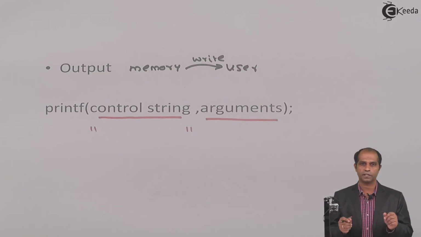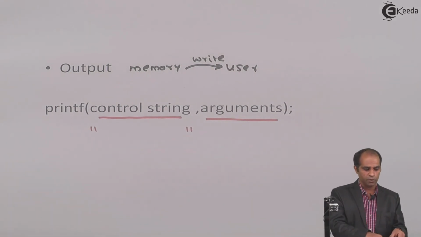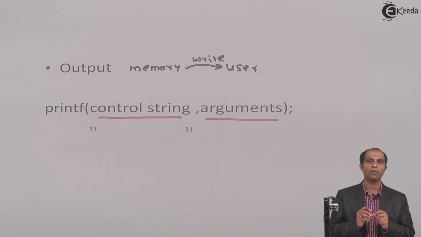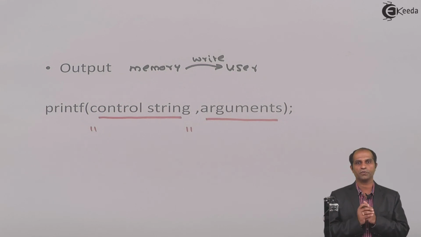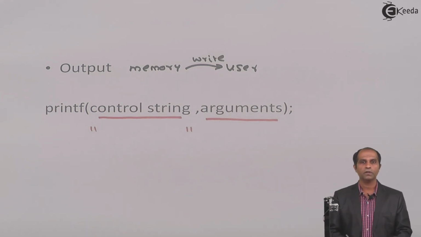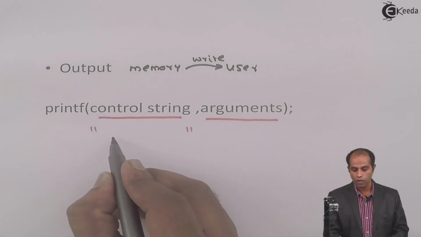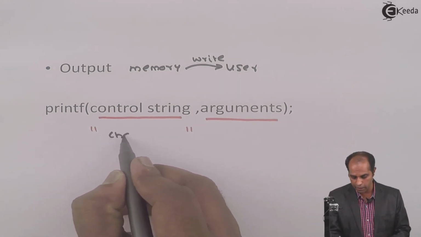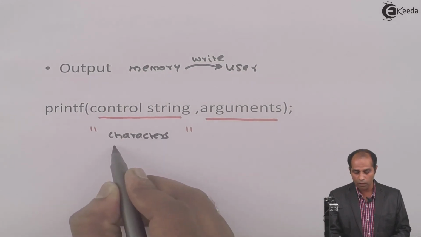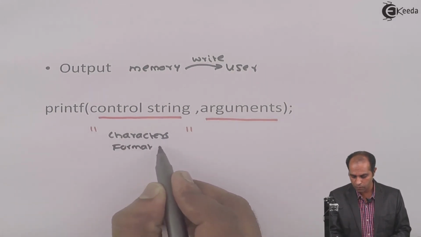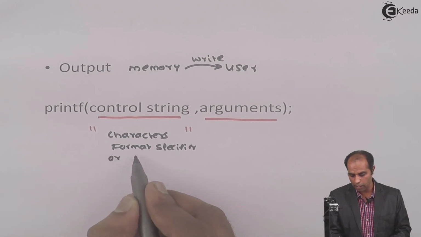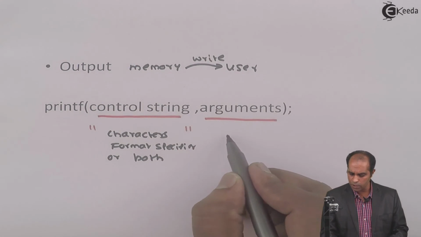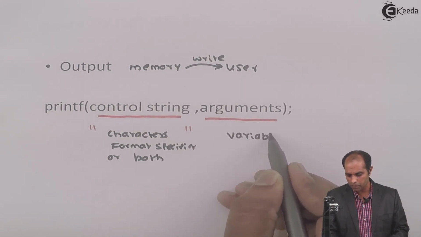The differences are the next statements. Whenever I use scanf, we say that the control string should be made up of pure format specifiers. But if I use printf, the control string is made up of messages or specifiers. So you can have characters, you can have format specifiers, or you can have both. So characters, format specifiers, or both. Arguments, as usual, are again variables.